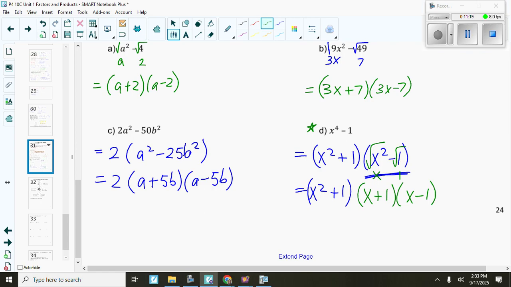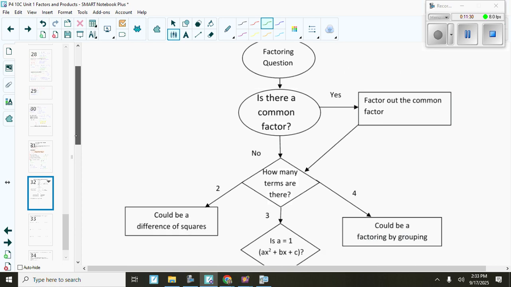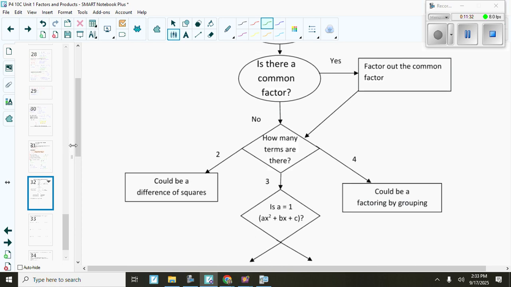All right, so this is that diagram we've been talking about. When we have our question, first thing we do is look for a common factor. If you can take one out, great, you take it out. If not, that's fine, you keep moving down. And then you look at how many terms. If there's 2 terms, it could be a difference of squares, double check. If it's not a difference of squares and we've already taken out a greatest common factor, we're done.